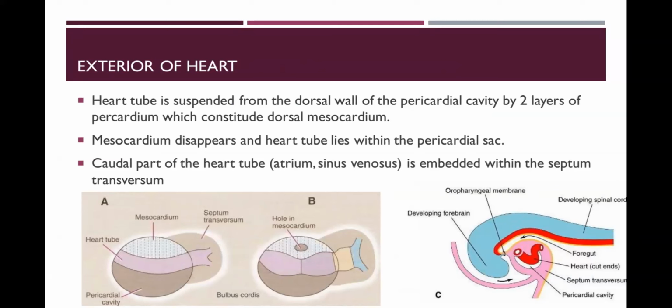Development of the exterior of the heart. The heart tube is suspended from the dorsal wall of the pericardial cavity by 2 layers of pericardium, which constitute the dorsal mesocardium. The mesocardium disappears and the heart tube lies within the pericardial sac. Then the caudal part of the heart tube, the atrium and the sinus venosus, is embedded within the septum transversum.